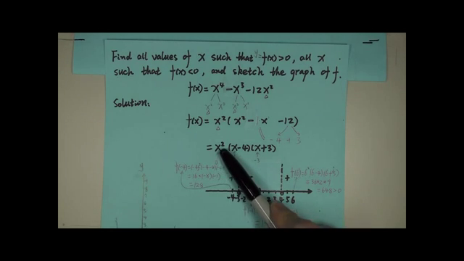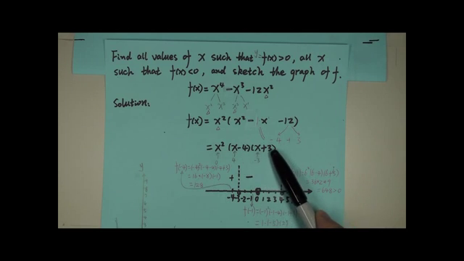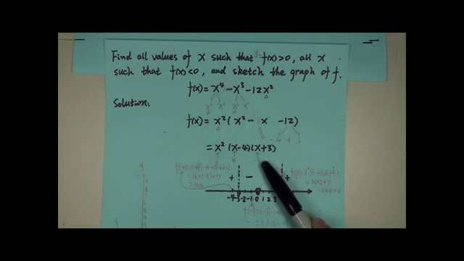If you plug in 0 here, 0 squared is 0. Okay, 0 minus 4 is negative 4, and 0 plus 3 is positive 3. So 0, negative 4, 3 altogether is 0. Okay, so we have 3 zero points: 0, 4, negative 3.